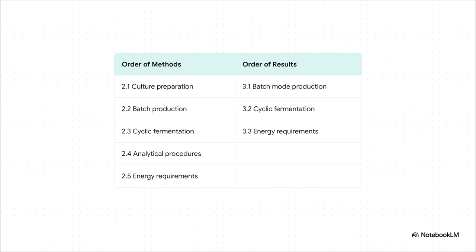See here? If the first result you talk about is batch mode production, then the very first method you explain has to be how you did the batch mode production. It just makes sense, right? It connects the how directly to the what, creating this easy-to-follow path for the reader.